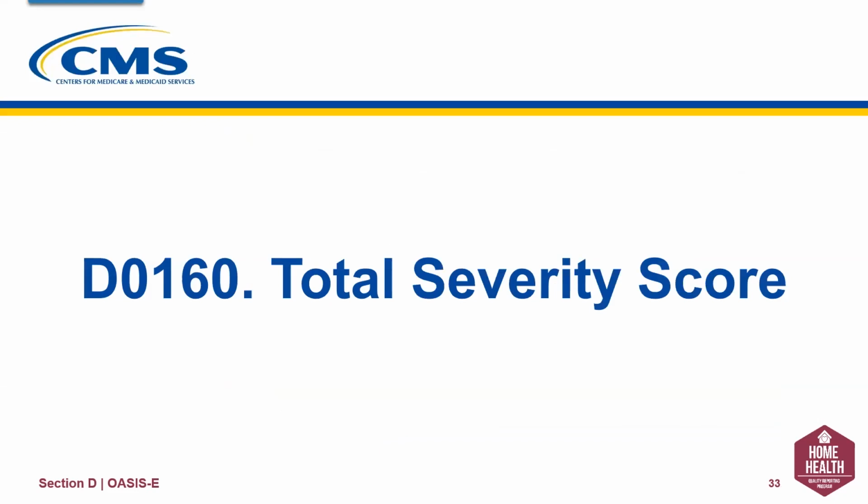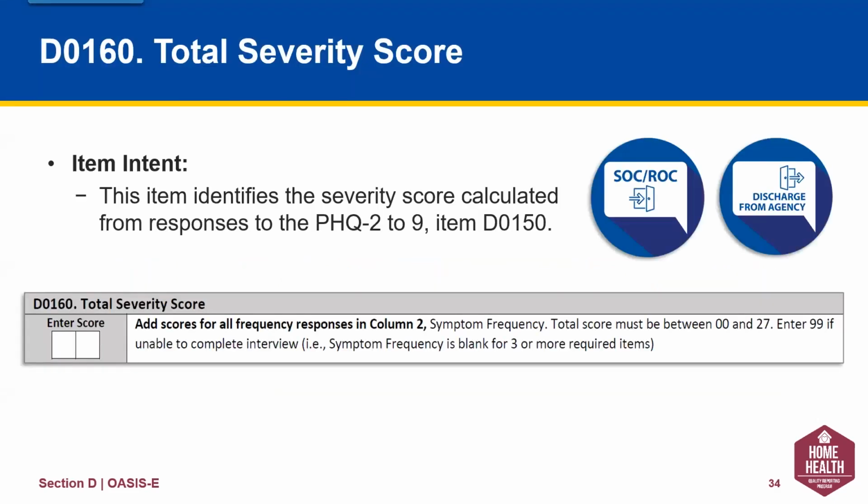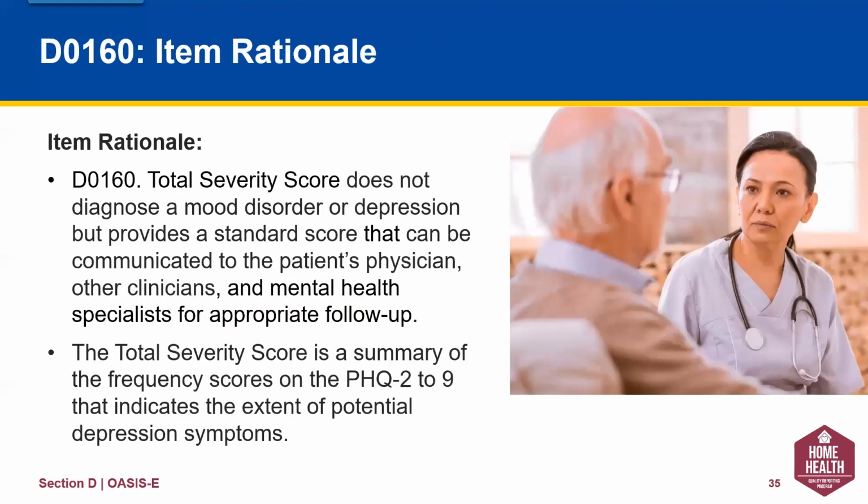Okay, now let's take a look at D0160, total severity score. D0160 total severity score identifies the severity score calculated from the responses to the PHQ-2 to 9 item D0150. This is completed at start of care, resumption of care, and at discharge. It's important to note D0160 total severity score does not diagnose a mood disorder or depression, but provides a standard score that can be communicated to the patient's physician, other clinicians, and mental health specialists for appropriate follow-up.